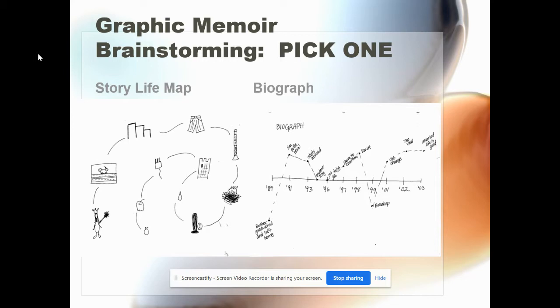So I want you to pick one of these options. You can either do a story life map, which has images from your life that could each stand for a topic for your graphic memoir, or the biograph. On the biograph, you have the zero line, and then you can put the years there and you chart highs and lows from your life. So essentially, what you're doing in this brainstorming, you're really trying to find something that you feel comfortable to share with the group, and really pick an event from your life to focus on for your graphic memoir.